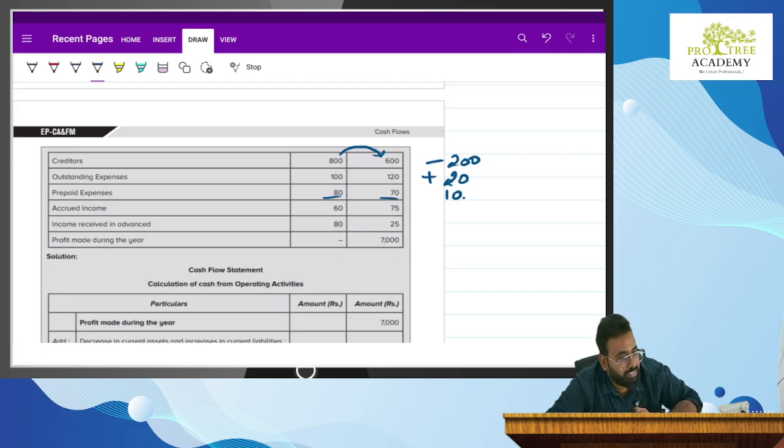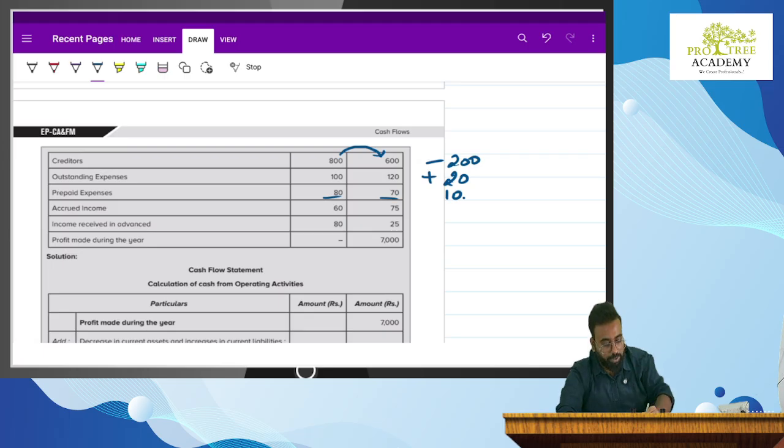Prepaid expenses. Understand? Prepaid expenses has gone up or come down. What is prepaid expenses? You tell me first. We have already paid. Correct?